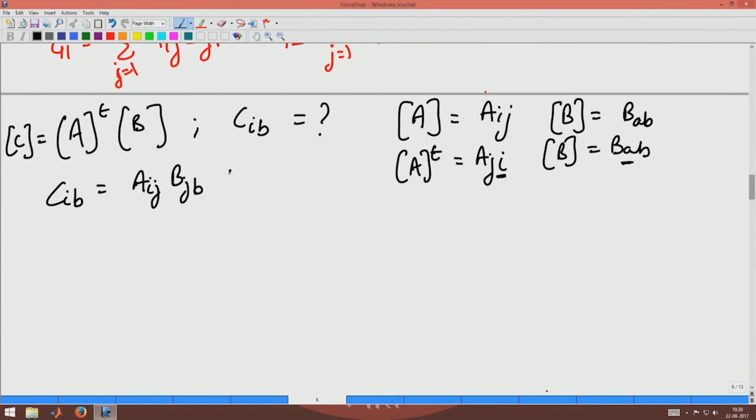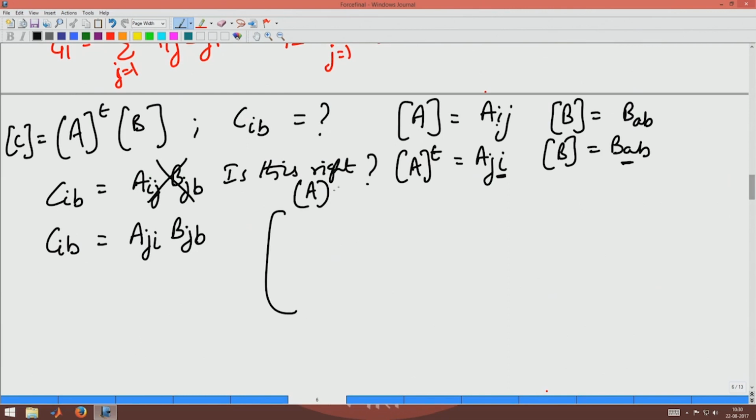Is this right? No, if I write it like this, I am not using the fact that I have interchanged the indexes i and j here. So, this is not right. The correct expression for this is Aji Bjb would be Cib, because I have to interchange these indexes. Okay. So, this is the right way of writing A transpose B. Let us examine that.